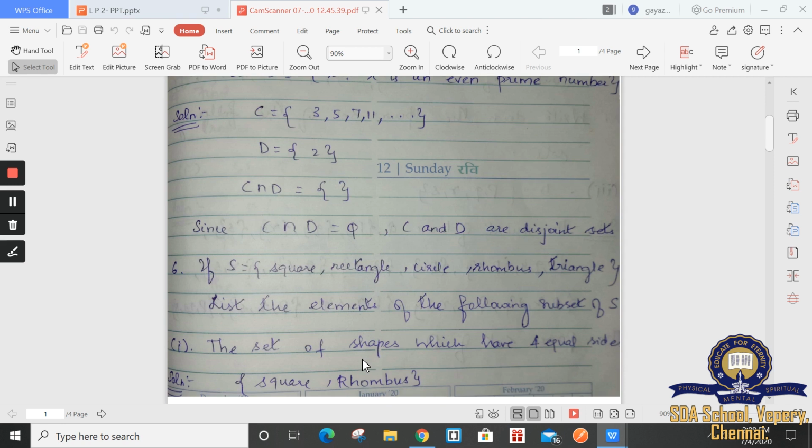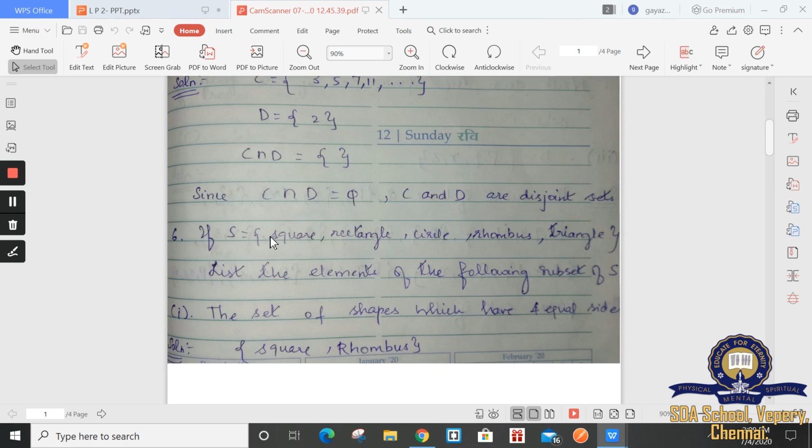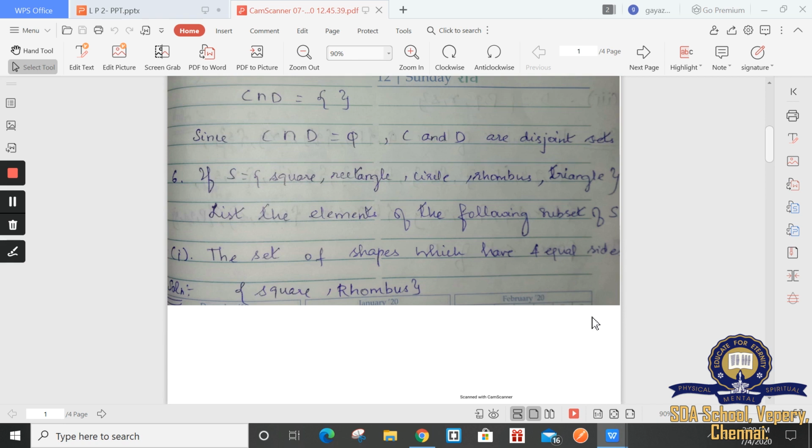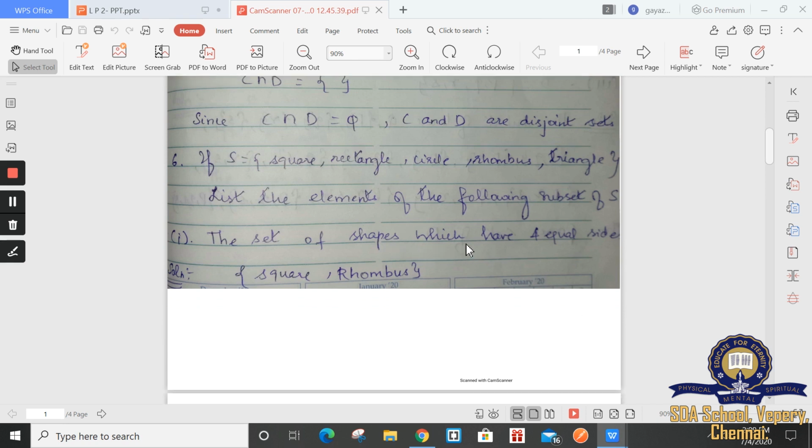And the next question: L consists of the elements square, rectangle, circle, rhombus, and triangle. Then we have to list out the elements of the following subset of L: the shapes which have four equal sides. So in this, a square has four equal sides, a rectangle doesn't, a rhombus has, whereas a triangle also doesn't have. So the most appropriate answer is square and rhombus.